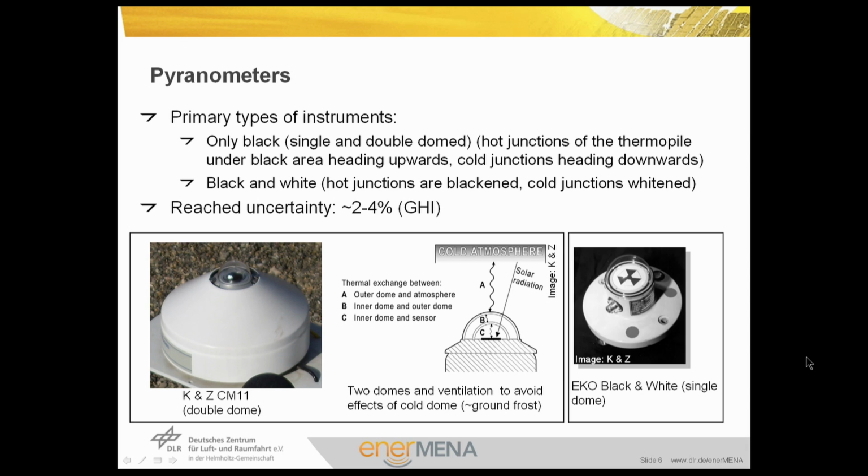The same thing happens also with the ground, so you know that there's ground frost sometimes, and like the ground, also the glass dome can cool down. The cold glass dome can then reduce the signal of the thermopile artificially. Black and white sensors have the hot junctions under the black part of the surface of the sensor disk, and the cold junctions are under the white part. Black and white sensors can work with a single dome without problems. The reached uncertainty of pyranometers is between 2 and 4% for GHI.